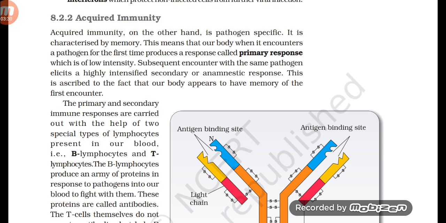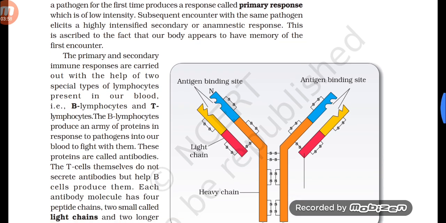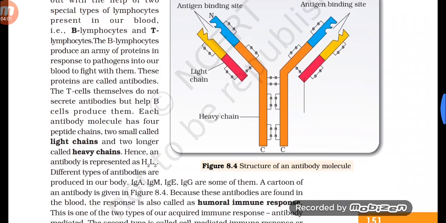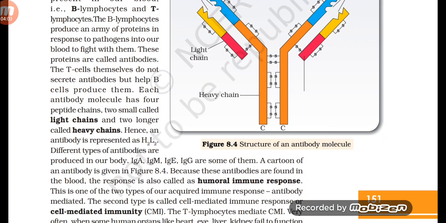This means that when our body encounters a pathogen for the first time, it produces a response which is called the primary response, which is of low intensity, and a subsequent encounter with the same pathogen elicits a highly intensified secondary or anamnestic response. This is ascribed to the fact that our body appears to have memory of the first encounter. The primary and the secondary immune responses are carried out with the help of two special types of lymphocytes present in our body, that is B lymphocyte and T lymphocyte.